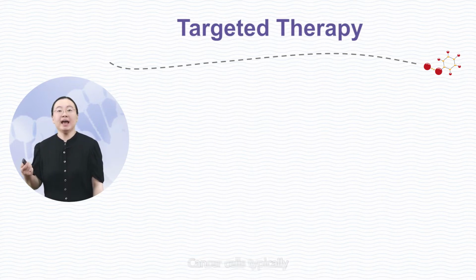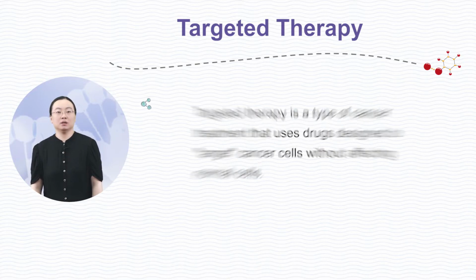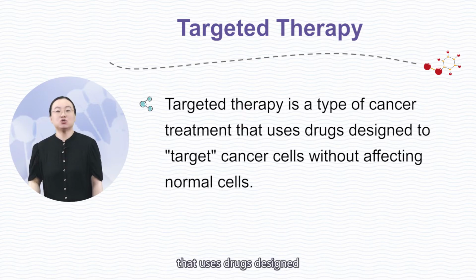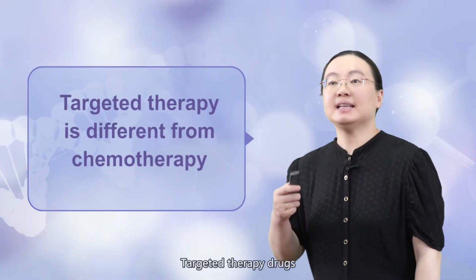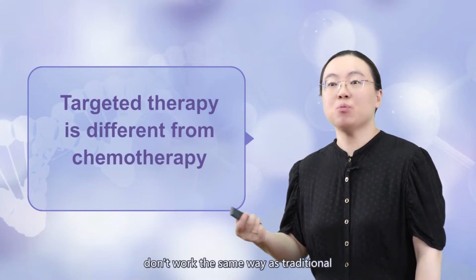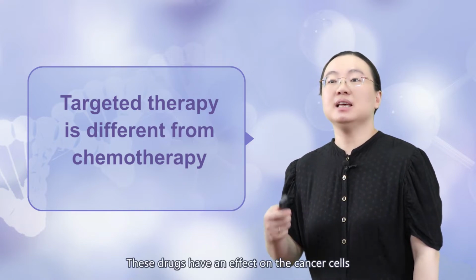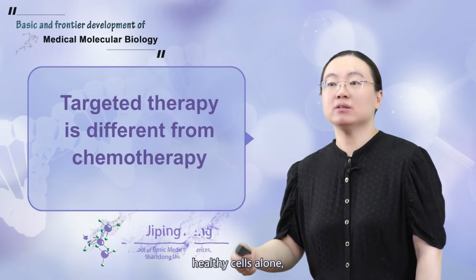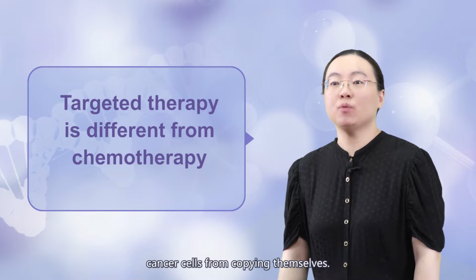Cancer cells typically have changes in their genes that make them different from normal cells. Targeted therapy is a type of cancer treatment that uses drugs designed to target cancer cells without affecting normal cells. Targeted therapy drugs don't work the same way as traditional or standard chemotherapy drugs. These drugs have an effect on the cancer cells and mostly leave normal healthy cells alone, often working by blocking cancer cells from copying themselves.